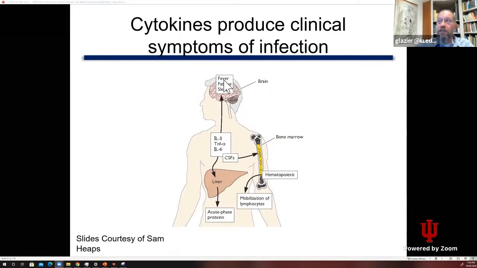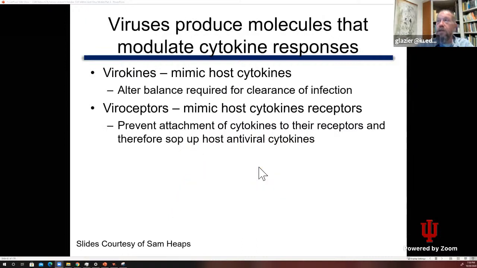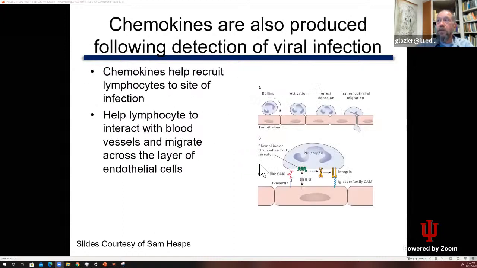Interleukin 6, fever, fatigue, sleep. Also production of lymphocytes, so white blood cells, and eventually the production of adaptive immune cells. Okay, so we can skip this one.